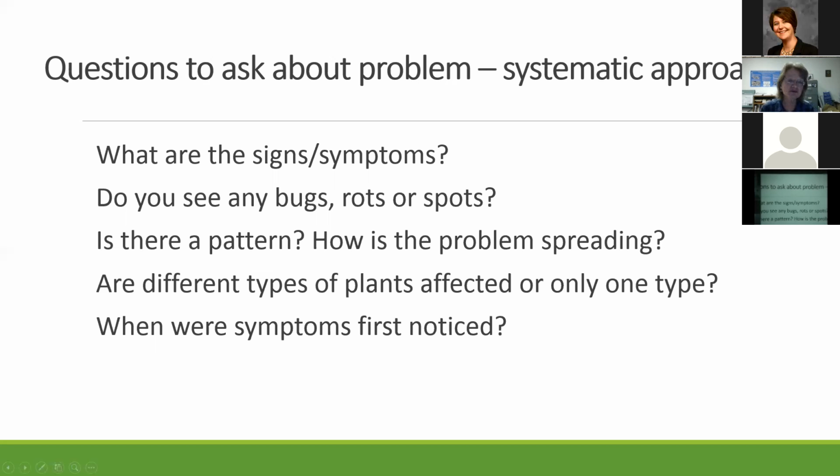When were the symptoms first noticed? A lot of times this is a tough one, because when they're first noticed is usually when the person calls you, even though the symptoms may have been there a while. But it's a good question to ask, because they may say, well, I noticed it a month ago and I've sprayed this and I've sprayed this and nothing's helped, so now I'm calling you. So it's still a good question to ask. And I don't know what else. You might want to think a little bit about what other questions you would ask to take this systematic approach. And again, I encourage you to read through that Virginia publication, because I'm just covering a few of the basic ones that they suggest.